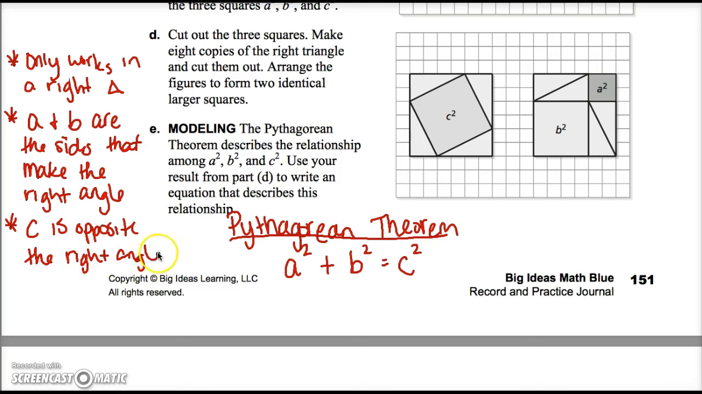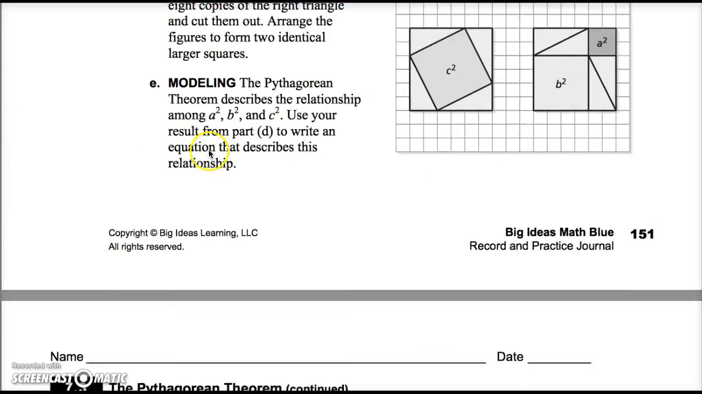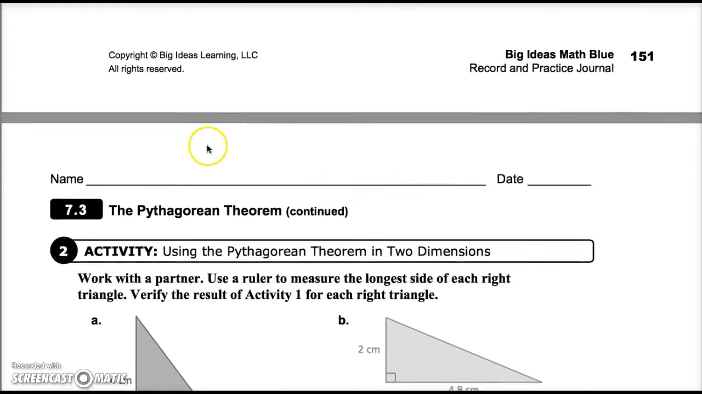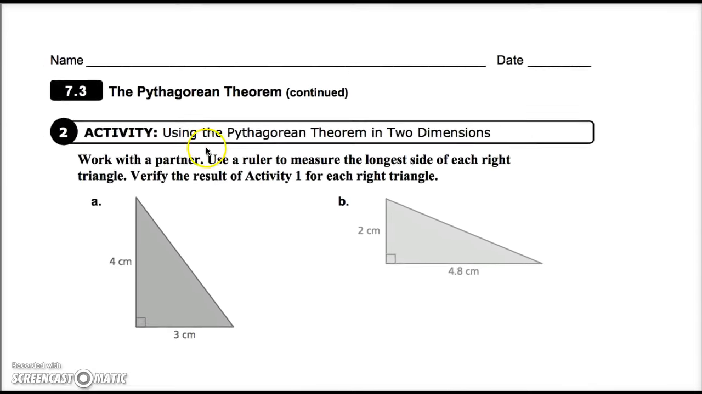So what we're going to spend some time doing in this video is figuring out in a right triangle which sides will be the A and B and which side will be the C, because it is very important that you get those right. If you don't have those labeled correctly, then you'll end up getting the wrong answer and it won't work. Okay? Okay, so we're going to flip over to page 152, the next page.